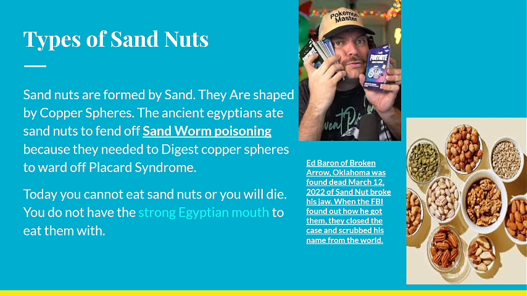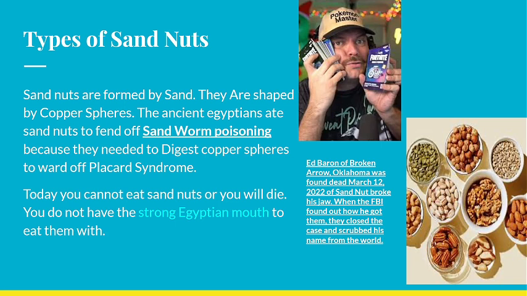Okay, now this is something. You might have heard of sand nuts. Mike, sand nuts are sand formed nuts. You get Mike started on sand nuts, you better have a couple hours free. Sand nuts are formed by sand. They are shaped by copper spheres, which kind of now you start to get connected, and you start to wonder, hold on a second. The ancient Egyptians ate sand nuts to fend off sandworm poisoning because they needed to digest copper spheres to ward off placard syndrome, which was caused by sand and tin and uranium.